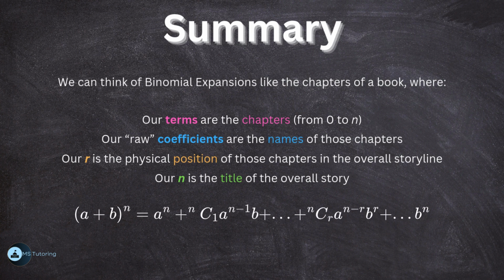Our first equation allows us to quickly draft an overview of the whole storyline or expansion, so that we can have the immediate visibility to hone in on whichever chapter the question wants us to focus on. And we know which chapter this will be by looking at what version of our characters, A or B, they want. Basically, by looking at what exponent of A or B they want. Once this chapter is located, we can use our second equation to reveal the raw coefficient and eventually combine it with any remaining numbers into the full answer.